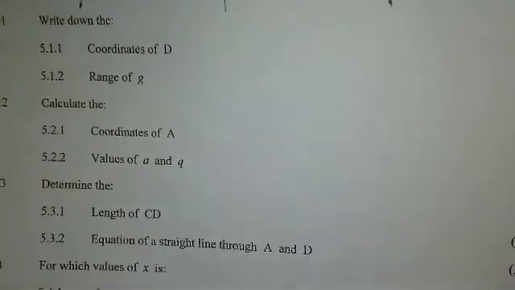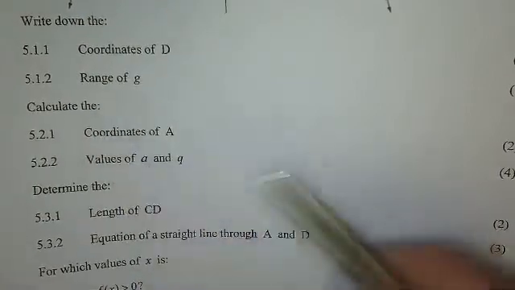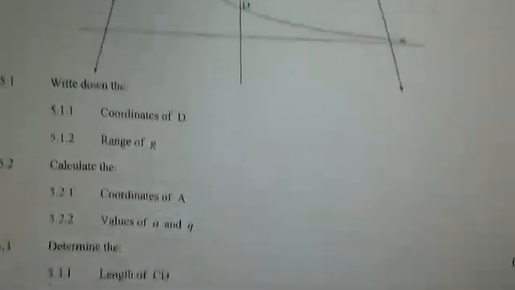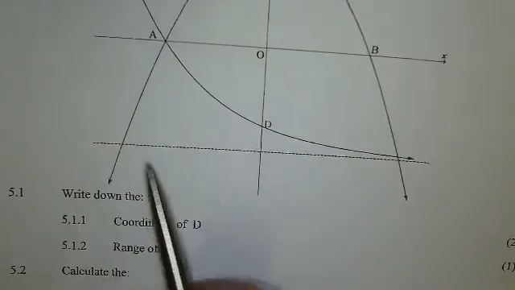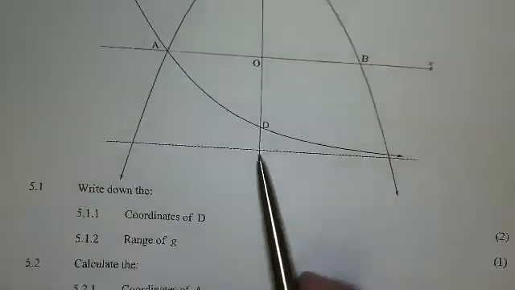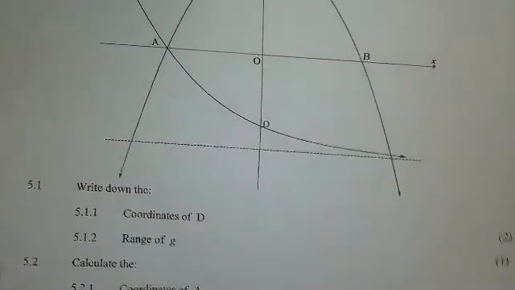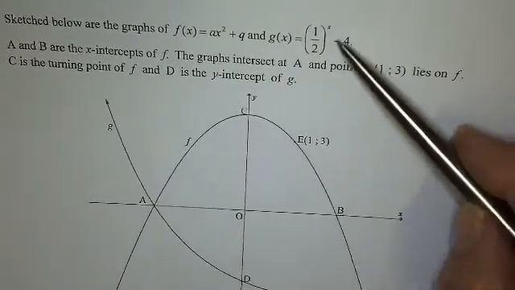Next question. They say, right, let's write down the range. Now the range will be the y values. Now once again, to write down the range, you identify the asymptote. Now what will be the value there? The value of this asymptote will be my q value. So that means it's negative 4.